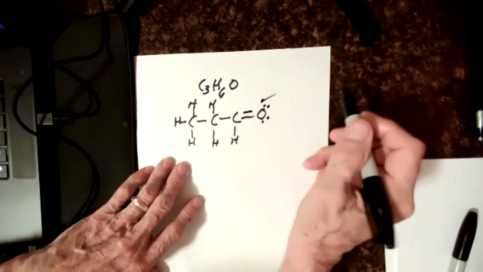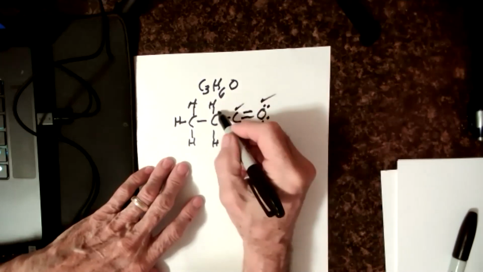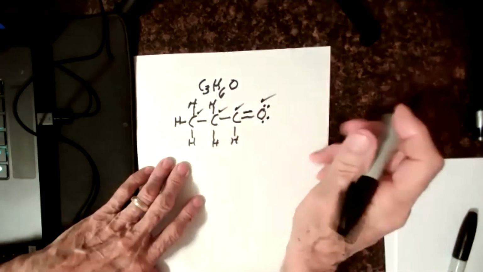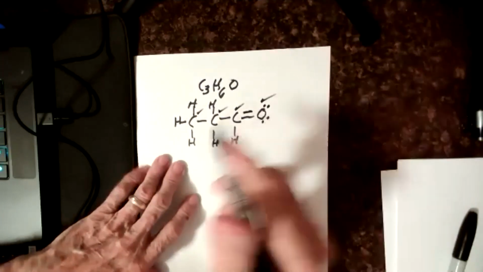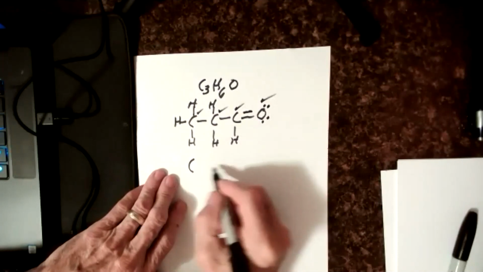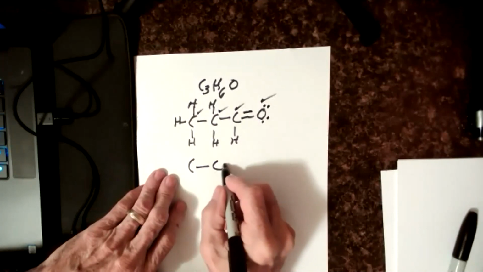Now, oxygen's right. That carbon's right. That carbon's right. That carbon's right. That's one of the isomers that I could draw. Okay, let's try to build on that one a little bit and see what we can get.